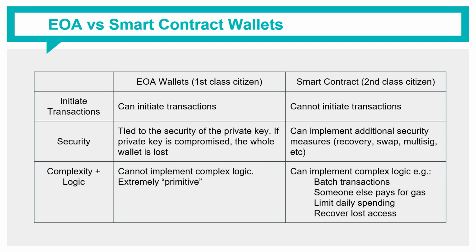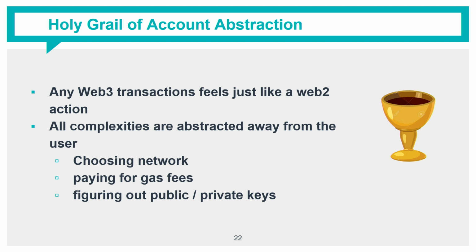But you're limited because EOAs, externally owned accounts, at the end of the day are first-class citizens. So what you have to do is use these EOA accounts as a kind of skeleton top layer holder that ends up signing transactions, but all the meat and all the logic and all the funds are held on the bottom layer smart contract wallet. And if you can do this correctly, you get to this holy grail of account abstraction where any Web3 transaction just feels like a Web2 action, right? And all of those complexities we were talking about are just abstracted away.